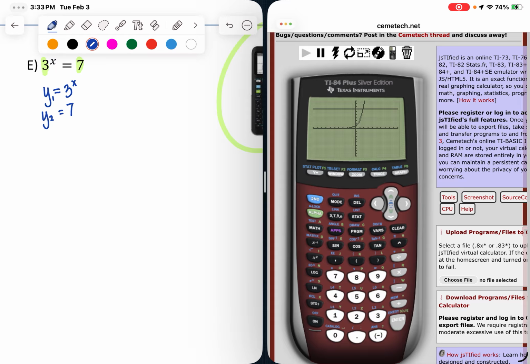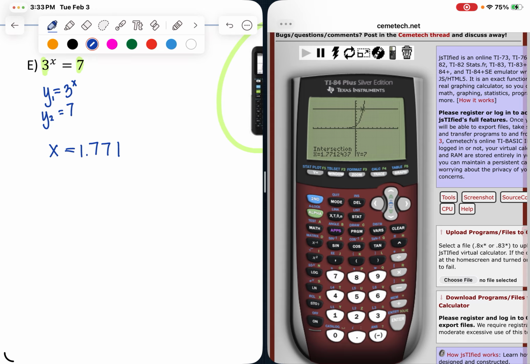So we are going to hit second trace, which is calculate. Option number 5 is intersection. If you see the intersection on your screen, you basically have to hit enter 3 times. It says, are you on the first curve? Yes, enter. Are you on the second curve, which is our line y2 equals 7? Yes. Should we guess what the intersection is? Yes, please. So our solution to this is x equals 1.771. Remember, we round to 3 decimal places unless otherwise stated.